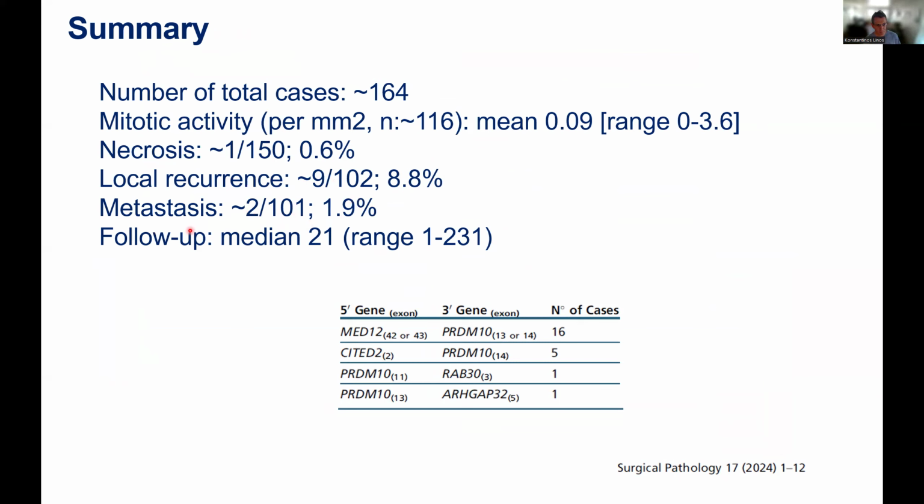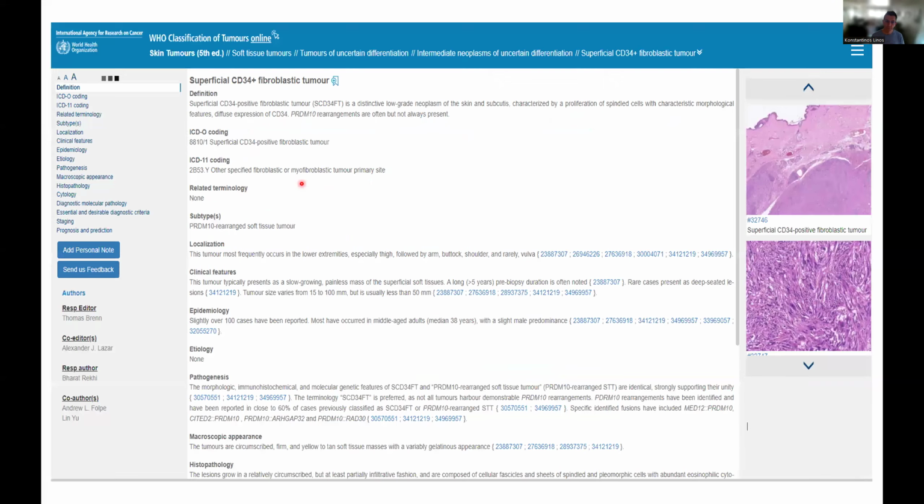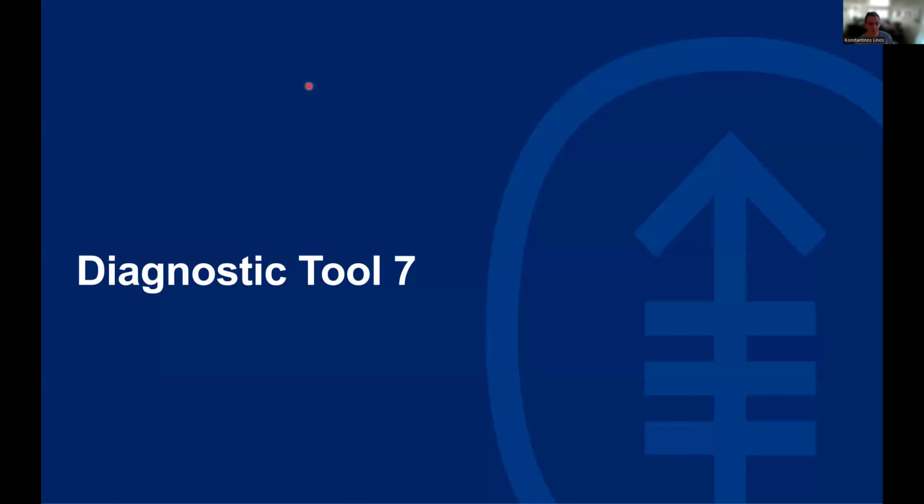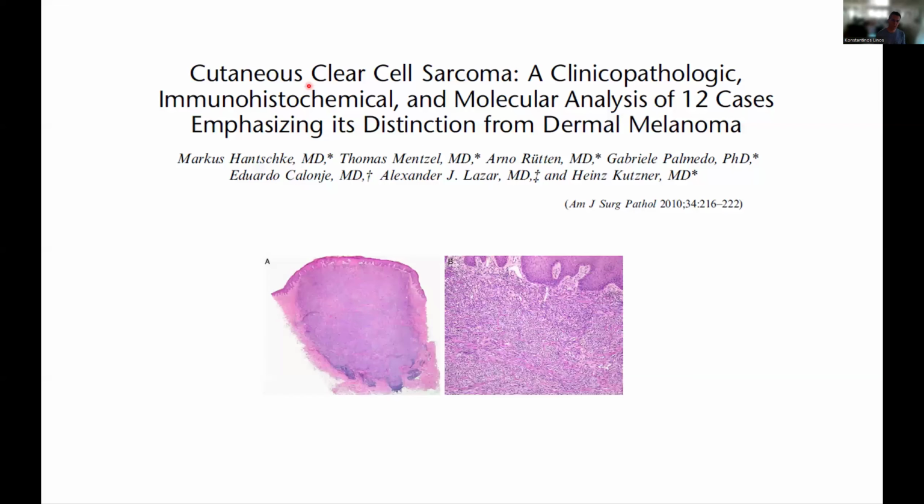So theoretically, strictly, it is a tumor of intermediate malignancy, with a less than 5% metastatic rate so far. This is pretty established by now and has made it to the new WHO classification of skin tumors, the 5th edition, as a separate chapter. Clear cell sarcoma as a diagnostic tool 7.